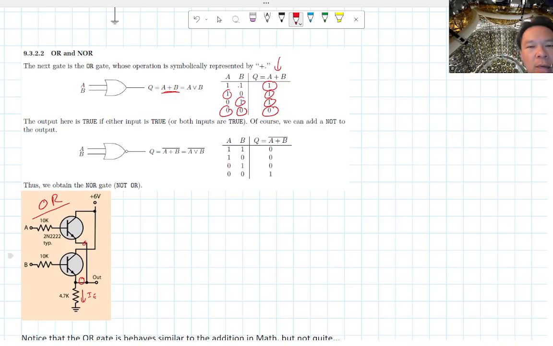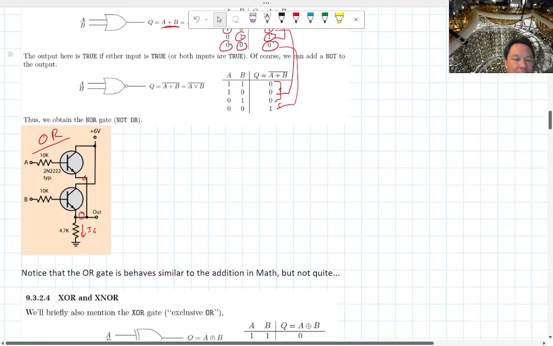And just like the case of the NAND versus AND, you also have a NOR gate. The NOR gate is very similar, but whatever the output is, you just get the opposite. And you're going to find that the NORs and the NANDs are actually more useful than the ANDs and the ORs.